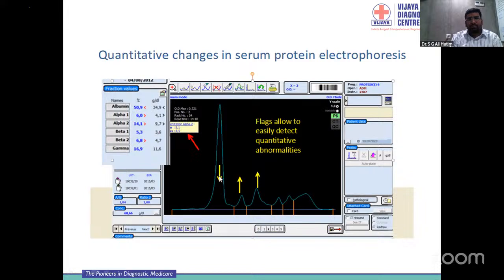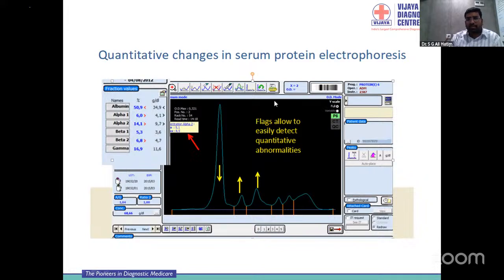So this albumin is decreased, we can report. Likewise, alpha 1 and alpha 2 are increased. By just seeing this pattern, we cannot say that it is increased or decreased unless it is very significantly increased. If it is fractionally increased, we need to see the concentrations and the percentages here. So most probably the concentrations we report.